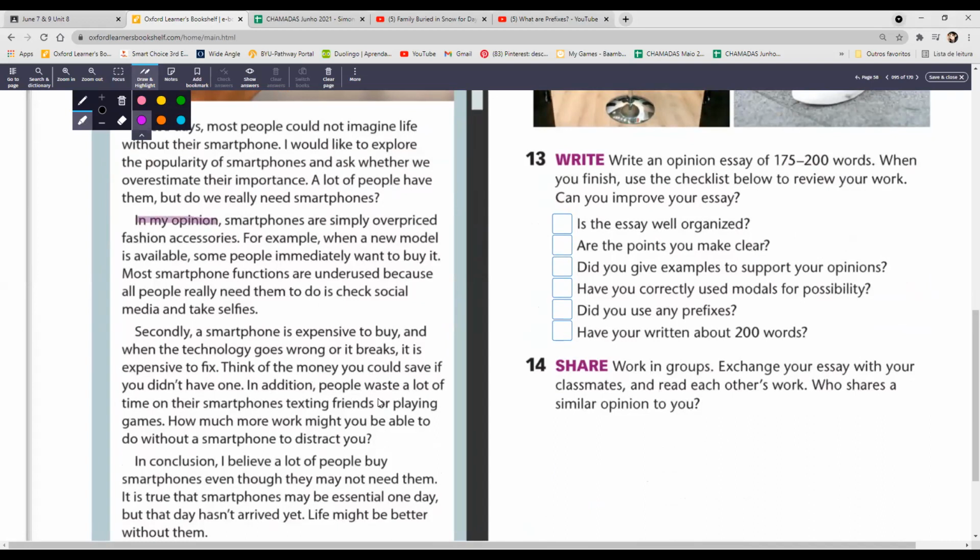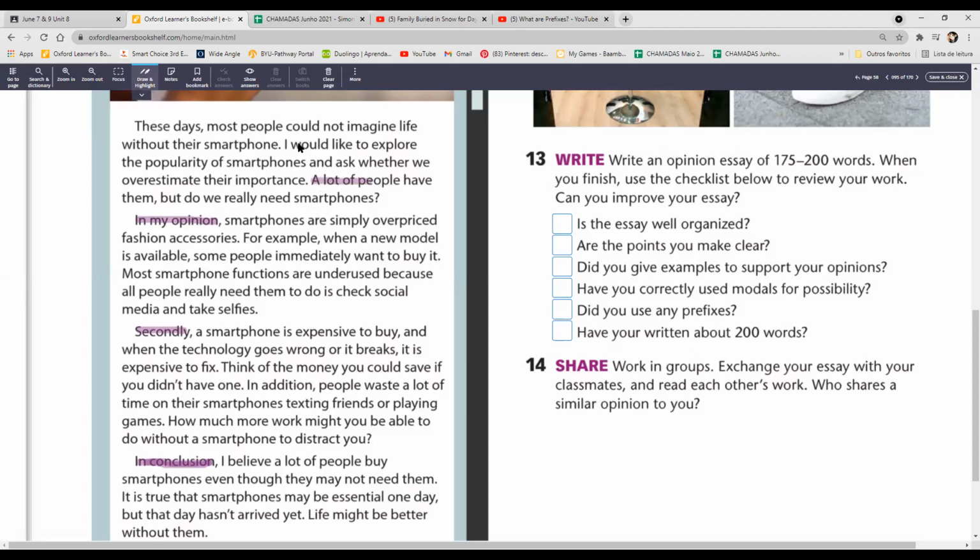I believe... Secondly, okay. I would like... In conclusion. On the top, okay. On the first paragraph, in addition. Let me see. I would like, yes. I'd like to explore. Okay. All right. For example, no segundo parágrafo.